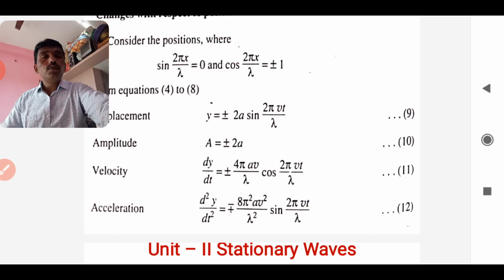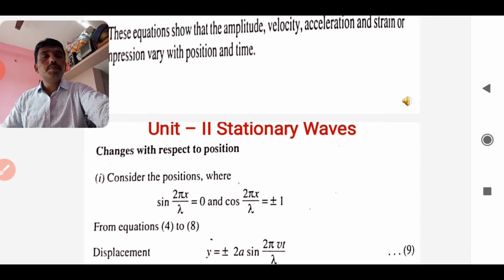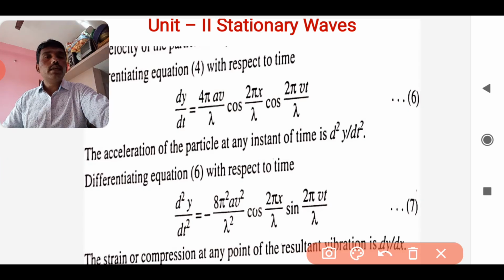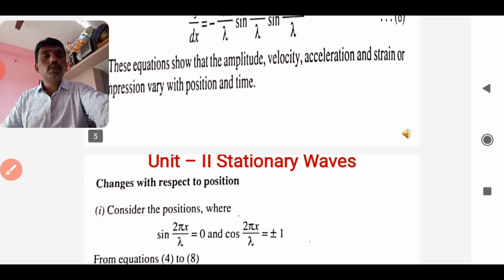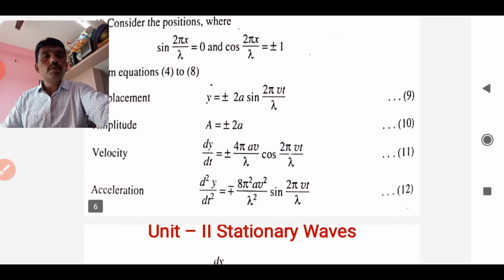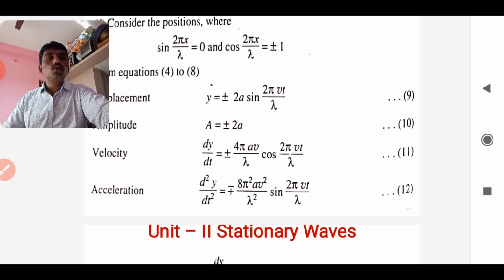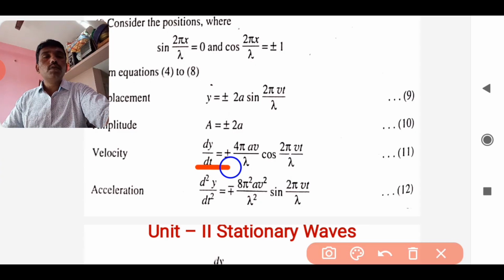Again, for velocity I have to go back to the velocity relationship, that is dy by dt. In this case, it is not sine of twice pi x by lambda; it is cos of twice pi x by lambda, so its value will be 1. What remains is dy by dt is equal to 4 pi av by lambda cos of twice pi vt by lambda. So velocity will be dy by dt is equal to plus minus 4 pi av by lambda cos of twice pi vt by lambda for the considered position.